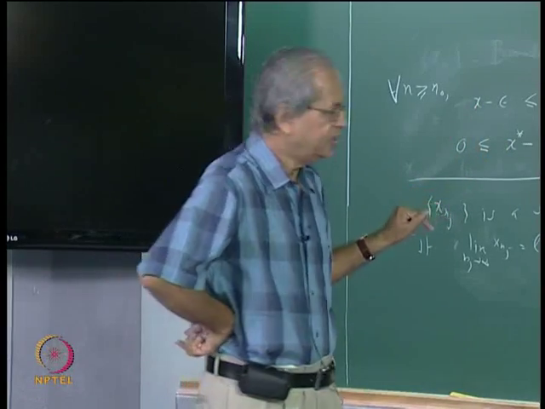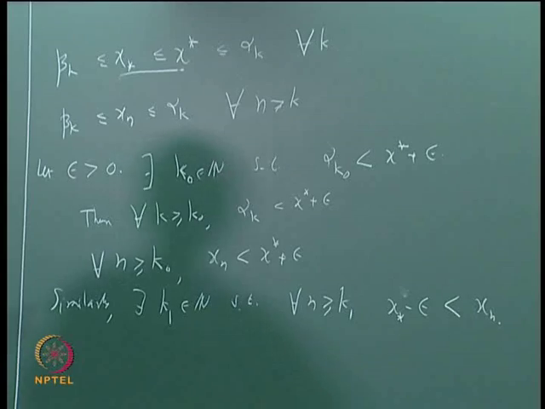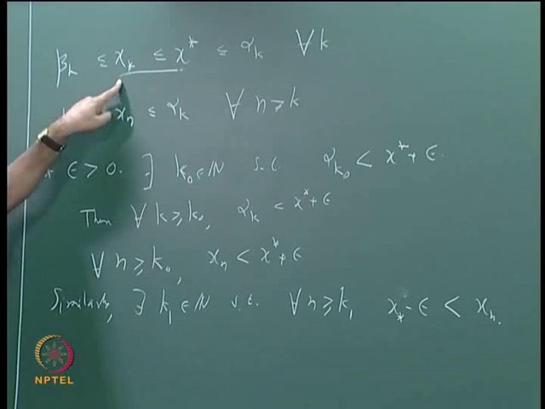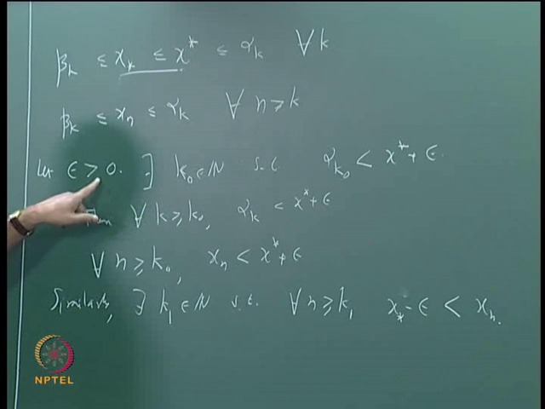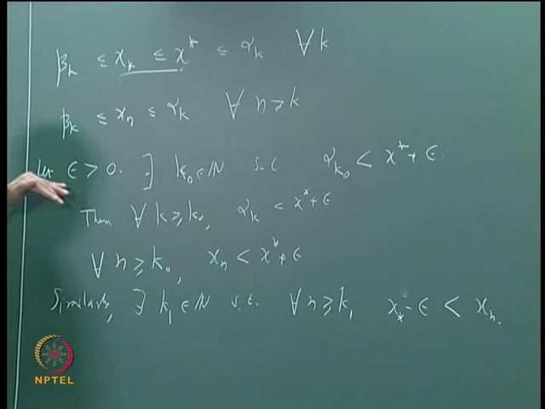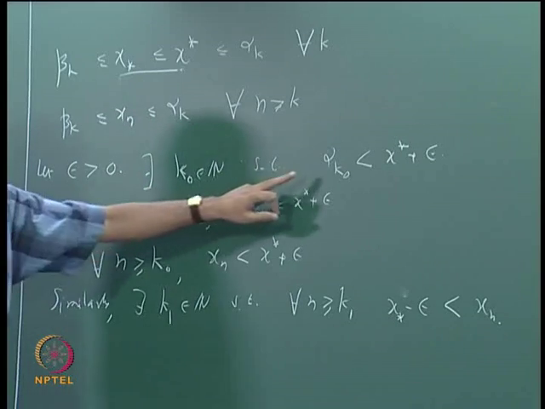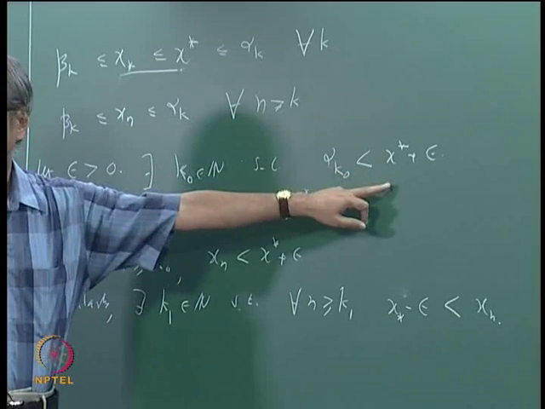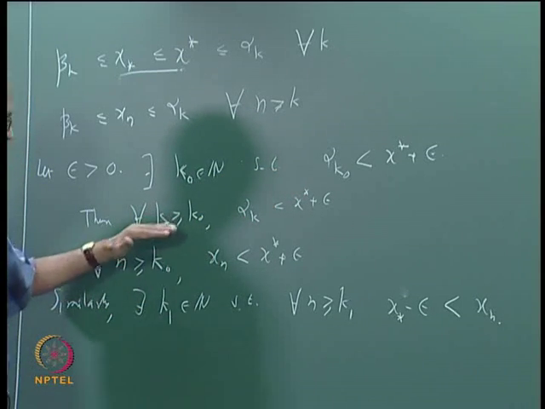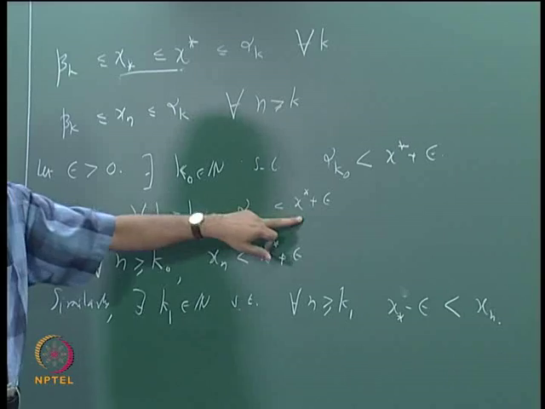Further we can show that you can always find a subsequence which converges to this number as well as to this number, and that is something you can see again from here. You can follow in a similar way. Let us just recall this again. Given any epsilon bigger than 0, we have shown that there exists k_0 in N such that alpha_{k_0} is less than x^star plus epsilon, and so for all k bigger than or equal to k_0, alpha_k is less than x^star plus epsilon.